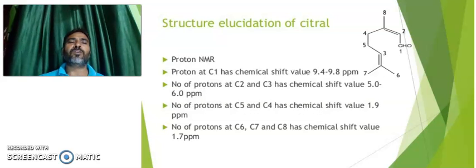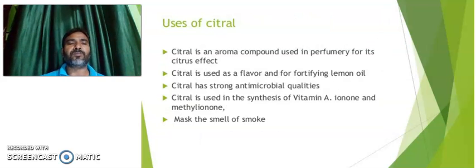Proton NMR: the proton at carbon 1 has a chemical shift value of 9.4 to 9.8. You can see the aldehyde hydrogen. The protons at carbons 2 and 3 have a chemical shift value of 5 to 6 ppm. The protons at carbons 5 and 4 have a chemical shift value of 1.9 ppm. The protons at carbons 6, 7, 8 have a chemical shift value of 1.7 ppm.